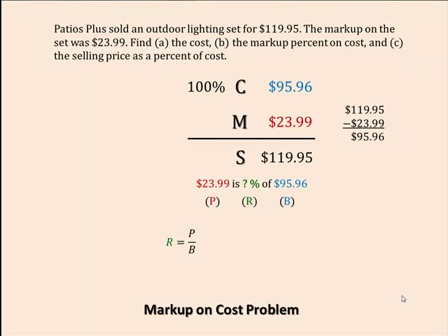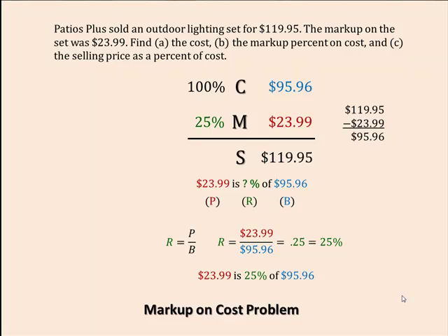And we know that the rate is equal to the part divided by the base, so we get $23.99 divided by $95.96, that equals 0.25. But since we're looking for a rate, we need to convert that to a percentage, and we get 25%. So now we can restate that question into a statement, and we can say that $23.99 is 25% of $95.96. Let's go ahead and fill in 25% next to the markup, because now we know that that's 25%.